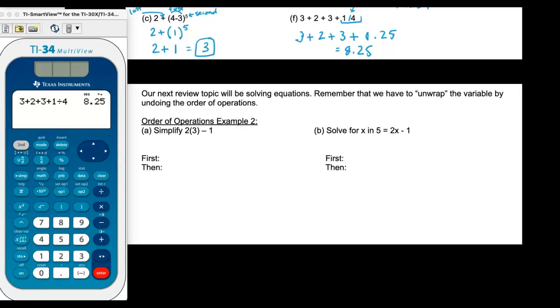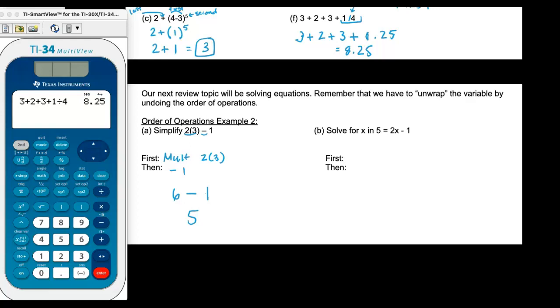And so with this first example, we have to simplify 2 times 3 minus 1. So what are we going to do first? We have multiplication, and then we have subtraction. And so the first thing I'm going to do is multiply 2 times 3. And then I'm going to subtract 1. So 2 times 3 is 6, and then subtract 1, and I get 5.